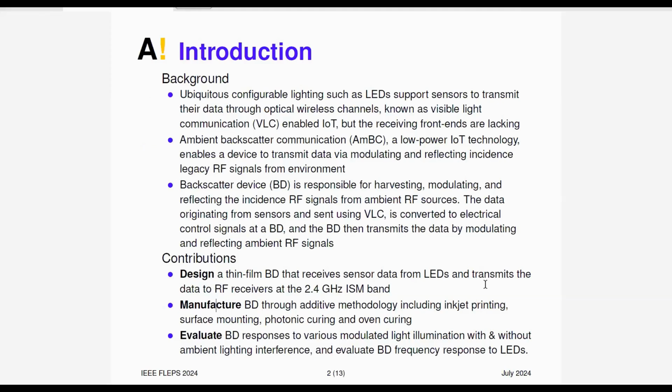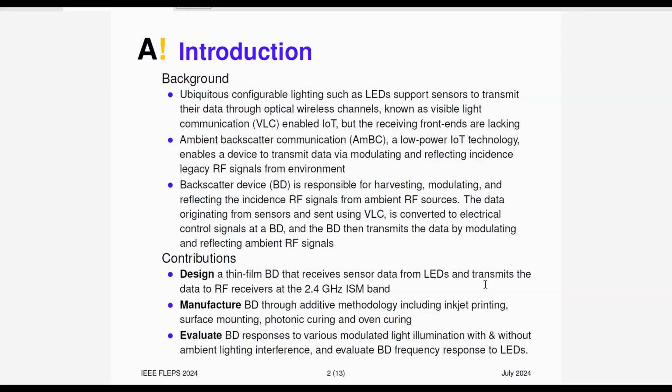So here is some background information on the research. Because of ubiquitous configurable lighting, such as LEDs, sensors can transmit data through optical wireless channels, known as visible light communications, VLC, which enable the Internet of Things.